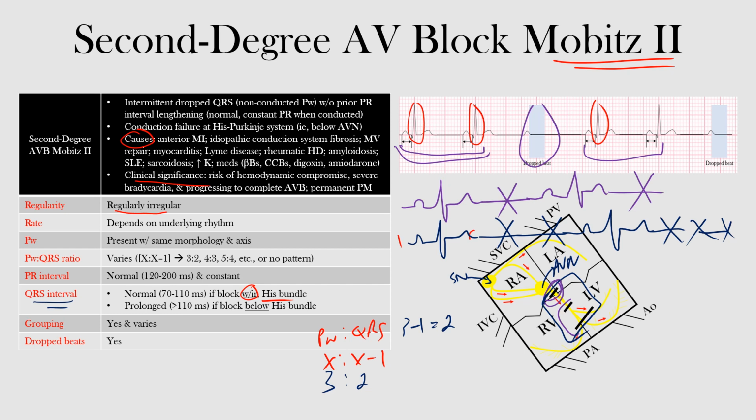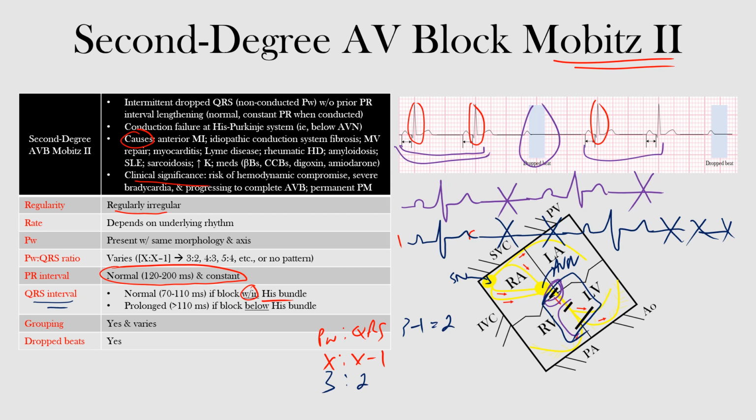In terms of all the things, the main thing I want you to take away here is that the PR interval is constant and normal. And then you just suddenly have these dropped beats. Now, whether the QRS interval is normal or prolonged depends on where that block is taking place.